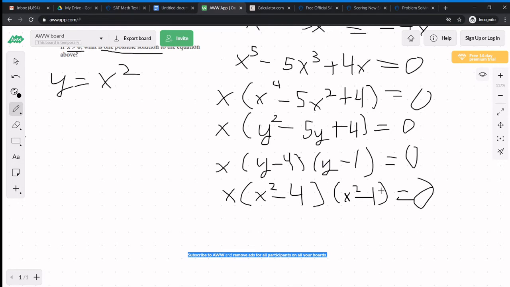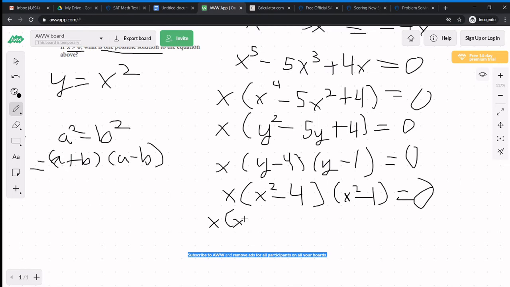equals 0. And we're going to have to factor these again. If you don't know this simple formula, a squared minus b squared equals a plus b times a minus b, it's a very basic formula that you're going to want to remember. It helps so much when you're factoring.